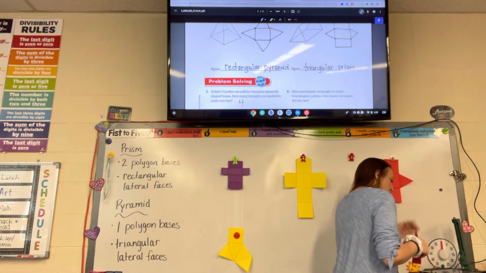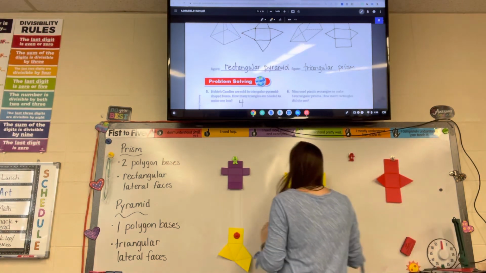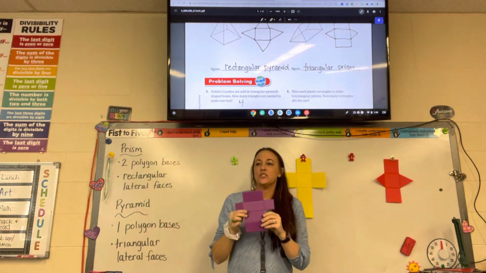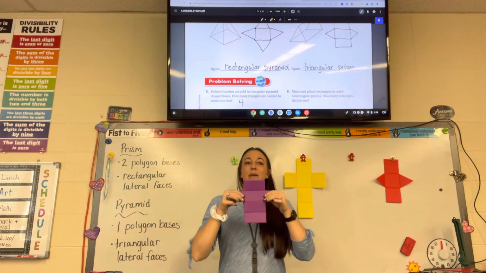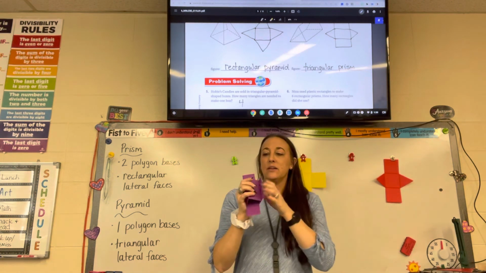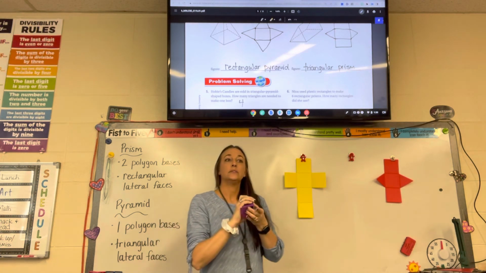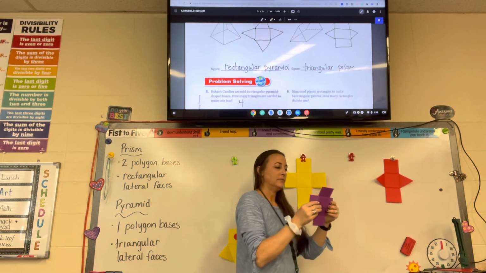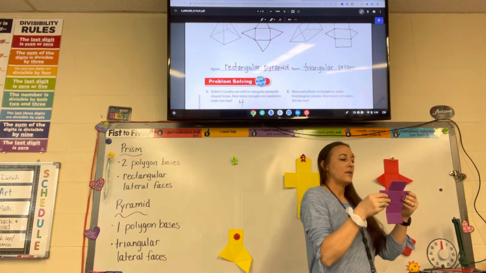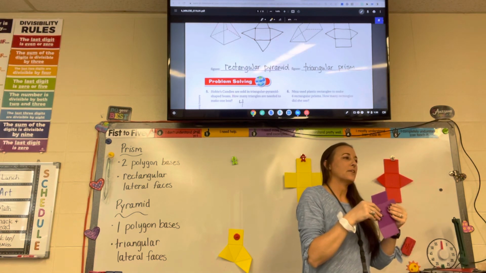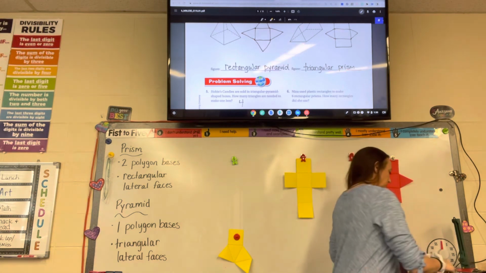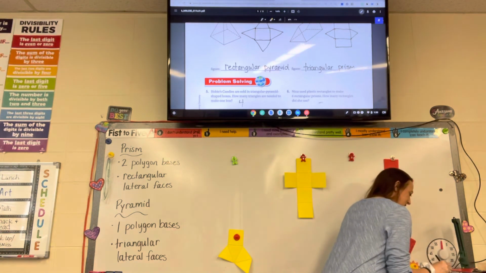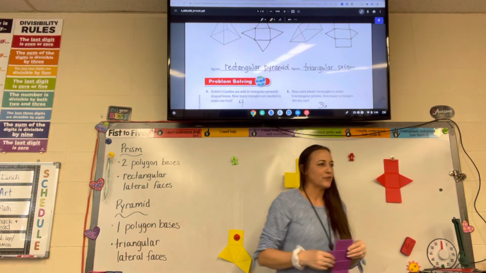Nina used plastic rectangles to make 6 rectangular prisms. How many rectangles did she use? So she's making 6 of these. 36. 6 times 6? Oh, those are squares though. A square is a rectangle. Okay, so 36.